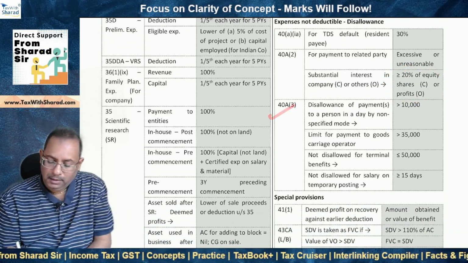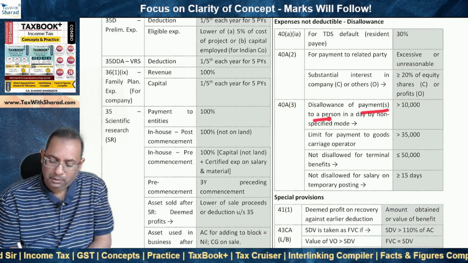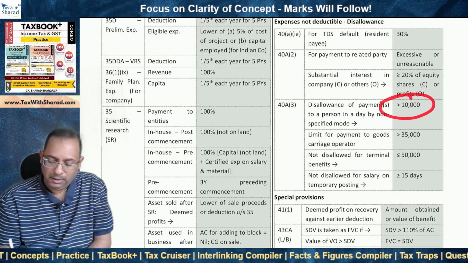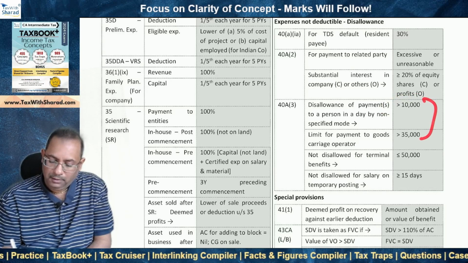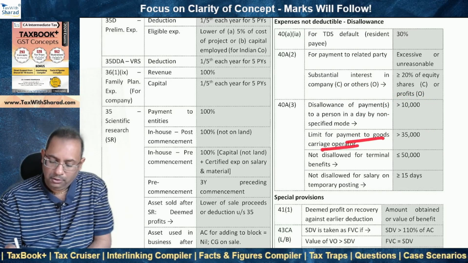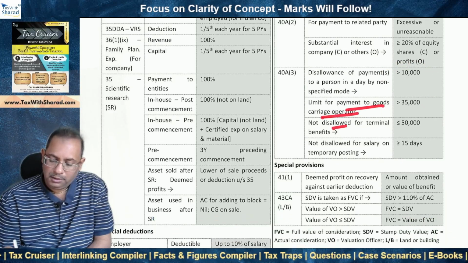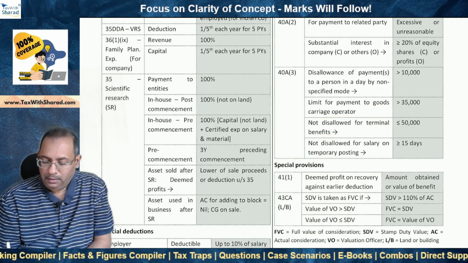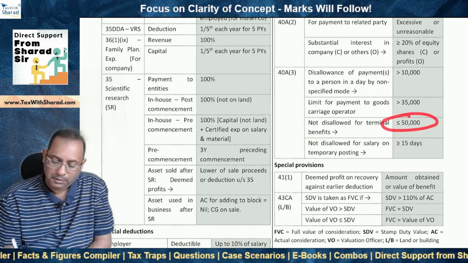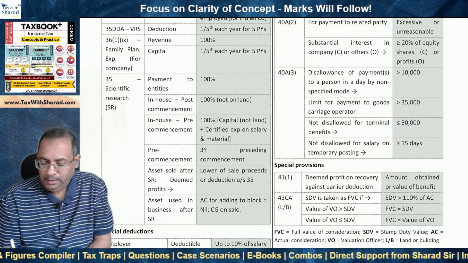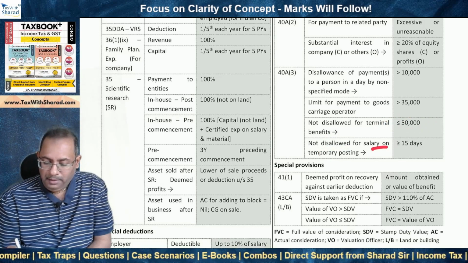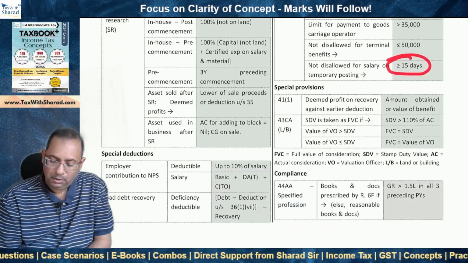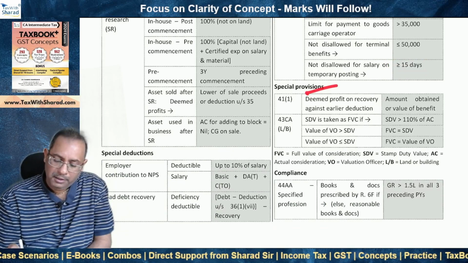40A(3) is for disallowance of payment made to a person in a day by non-specified mode, for example cash, which is more than 10,000. This limit is enhanced to 35,000 in case of payment to goods carriage operator. No disallowance is made if terminal benefits are being paid where the amount is up to rupees 50,000, and no disallowance is also made where the salary is being paid in case of a temporary posting, which is for 15 days or more. Special provisions.